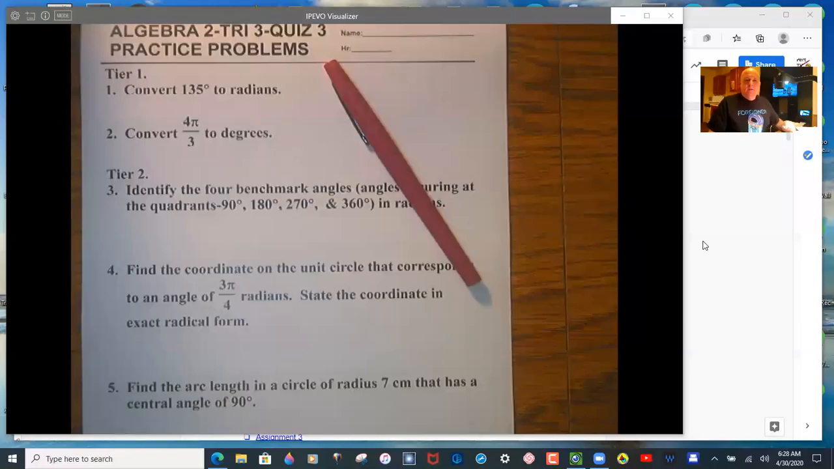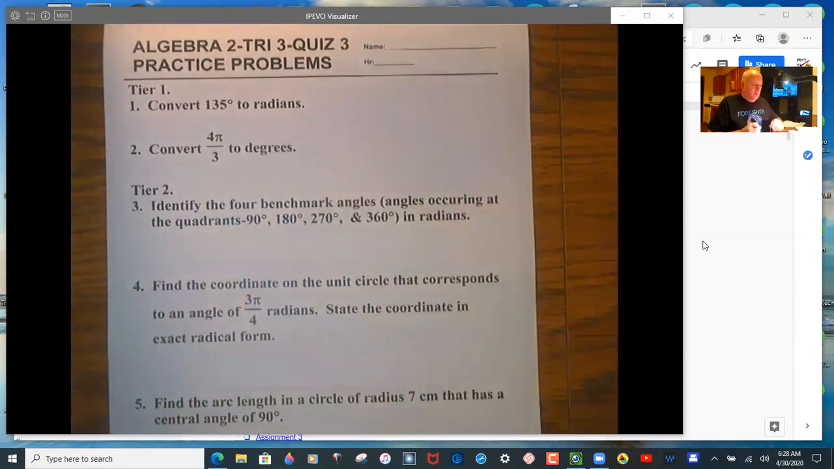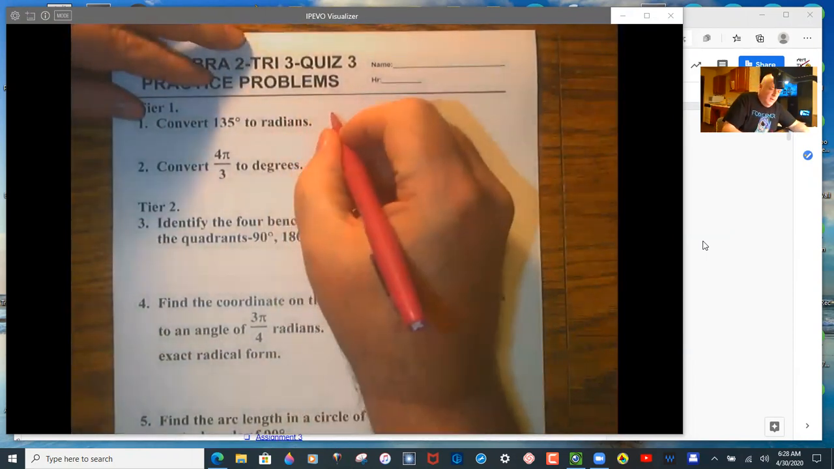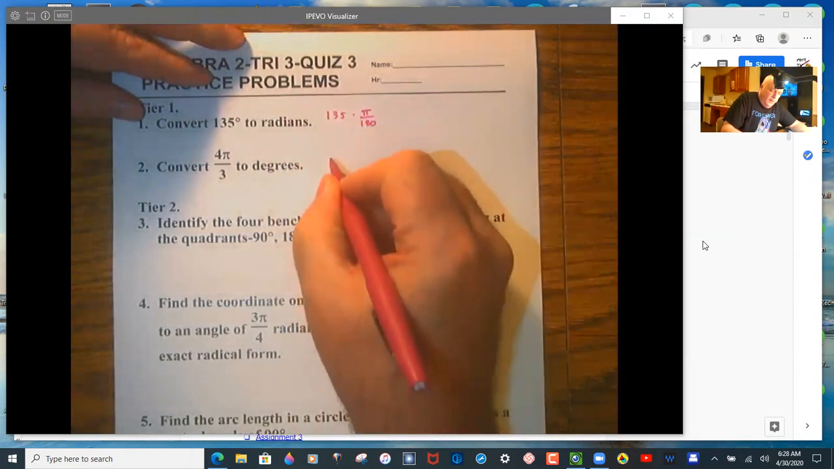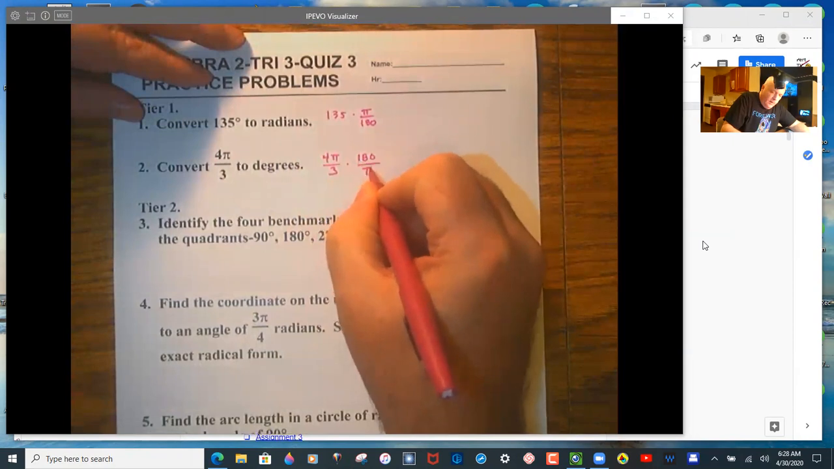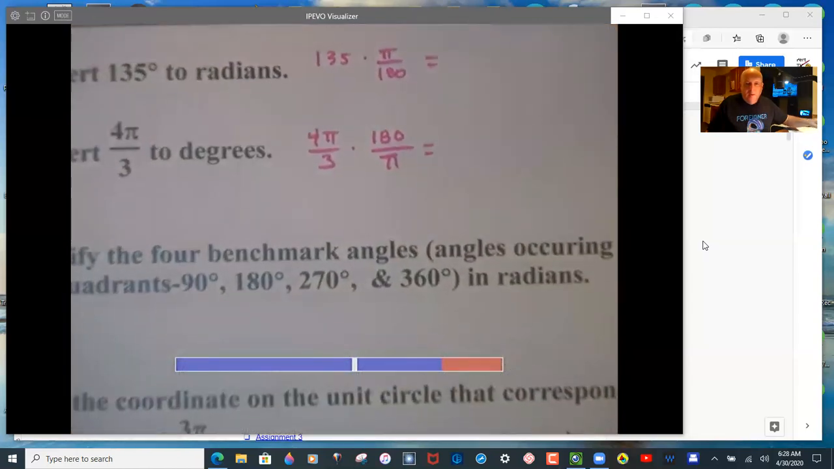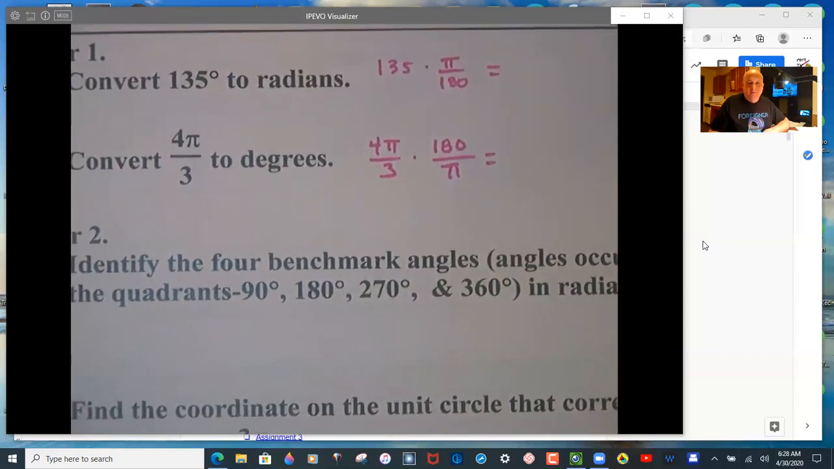Hello again. So this is the practice quiz for our third unit on circular trig. So we want to do some conversion on the first two, and the idea is to multiply by pi over 180 or 180 over pi. And again, a good way to think of this is to think about you want to cancel the pi out of a radian measure. And then just look to do 4 times 180 over 3 in your calculator.